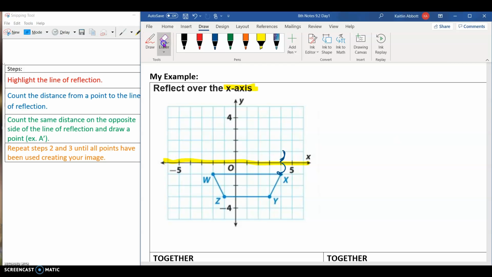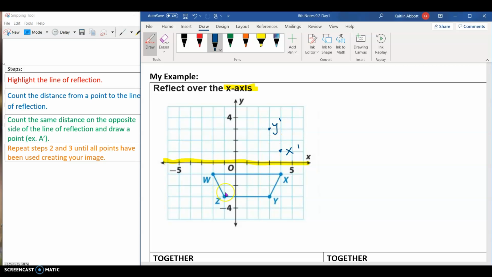For now, remember I just drew lines to show you, but I'm actually going to erase those. So it's 1 space away there. So it's going to be 1 space away here, and so I'm going to put X prime. Now let's do another one. Let's go to Y. I see Y is 1, 2, 3 spaces away, so I'm going to keep counting another 3. 1, 2, 3. And this is going to be Y prime.